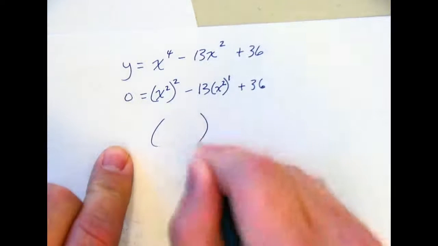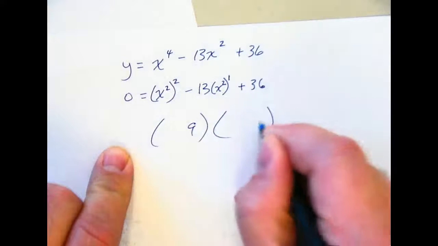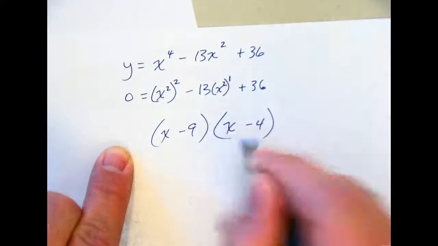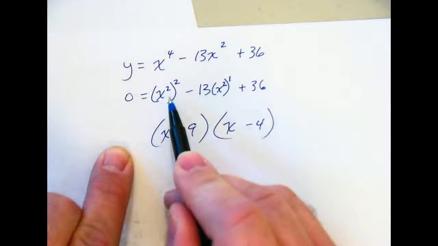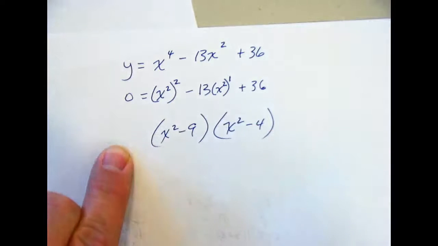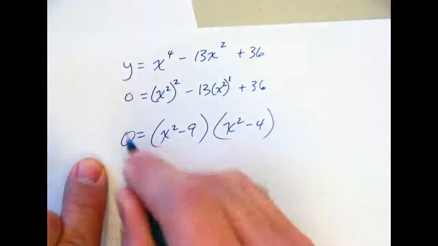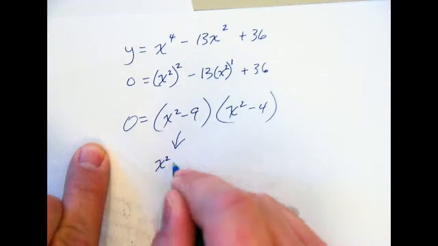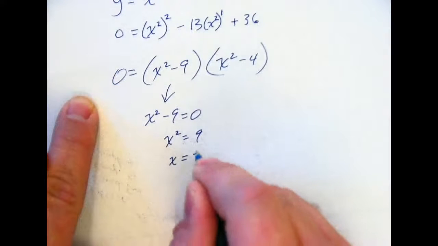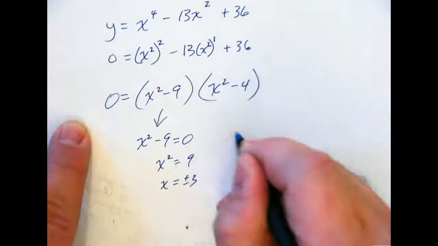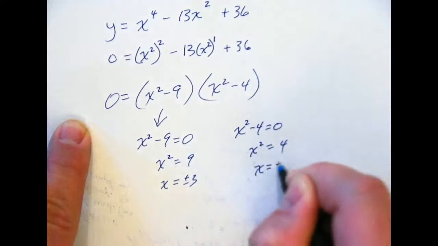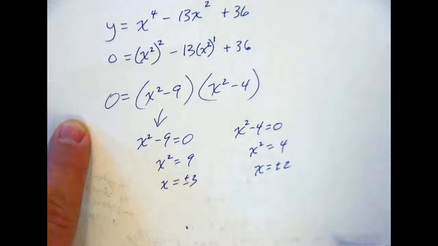And those two things happen to be negative 9 and negative 4. It's just rather than putting x out here, that's not what's being squared. X squared is being squared, so we got to put x squared. You guys with me there? That's mathematically what's happening. So from there, this becomes x squared minus 9 equals 0. That's x squared equals 9, and x equals plus minus 3. And this becomes x squared minus 4 equals 0, x squared equals 4, and x equals plus minus 2. Can you get there? All right. So there we go.